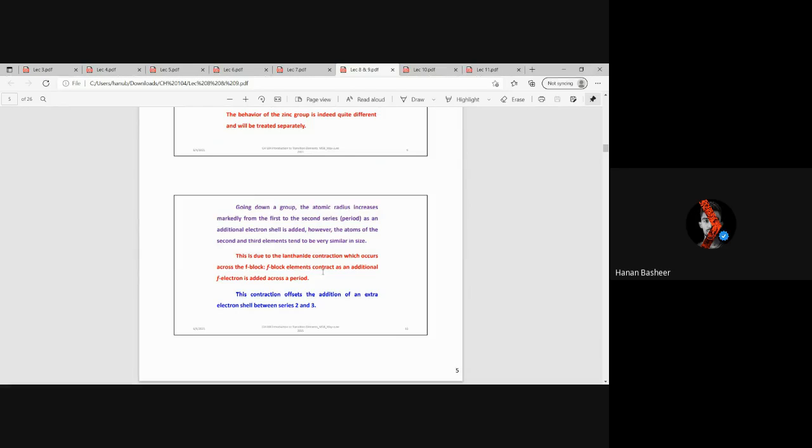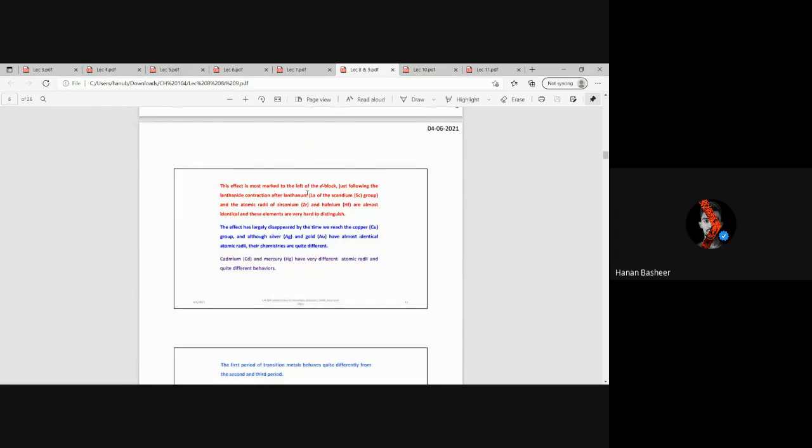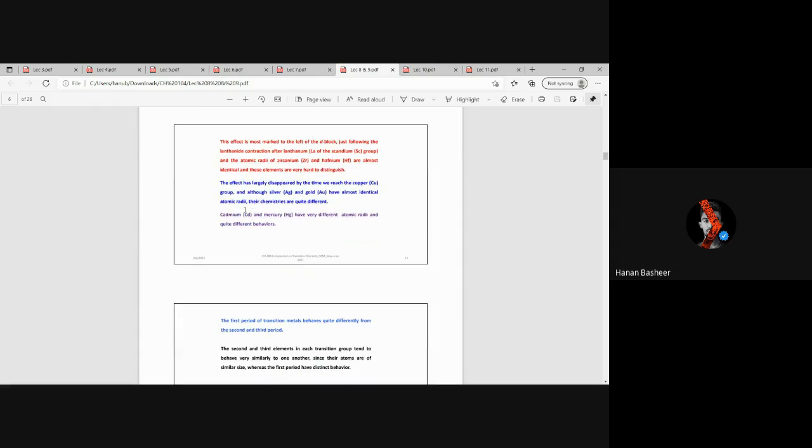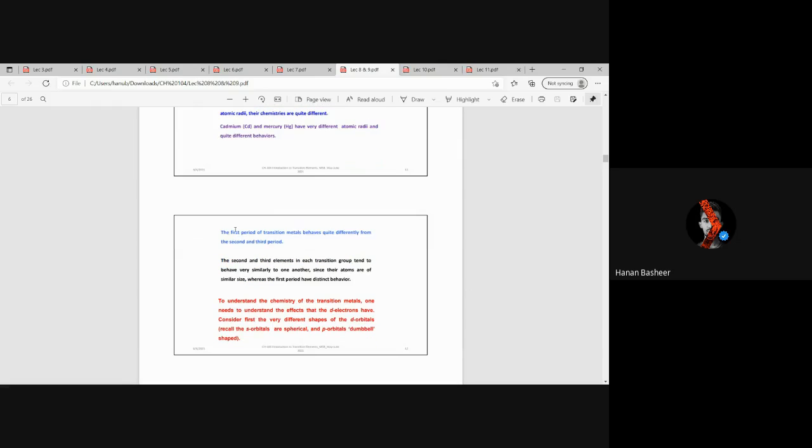Then going down the group, the atomic radius increases from first to second series, and an additional electron shell is added. But there is a contraction as we go very far down because of the lanthanide and the actinide contraction. This effect is mostly marked in the left of the d block because of the lanthanide contraction, and just as we discussed, the size first increases and then the size is moderately equal as we go down. The effect has largely disappeared by the time you reach the copper group, silver and gold, with more identical atomic radii. The first period of transition metals behaves quite differently from the second and third periods.